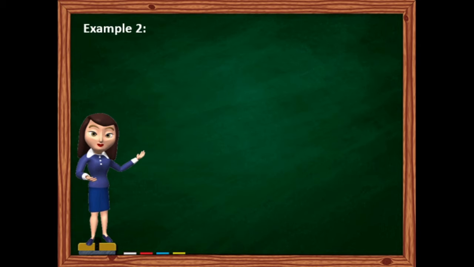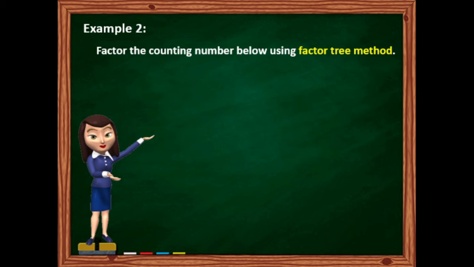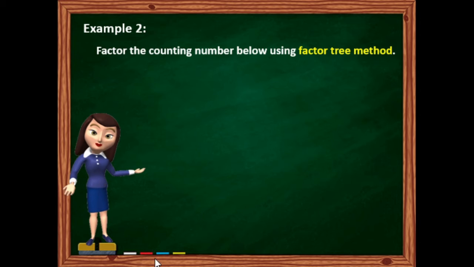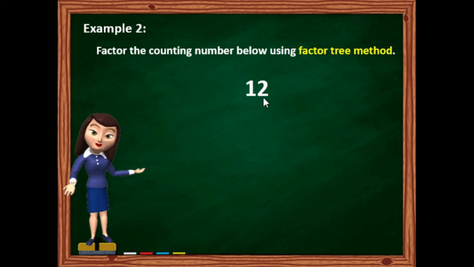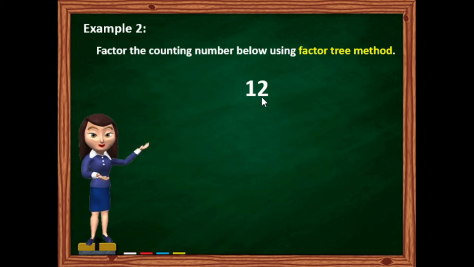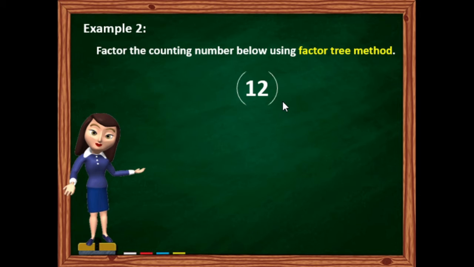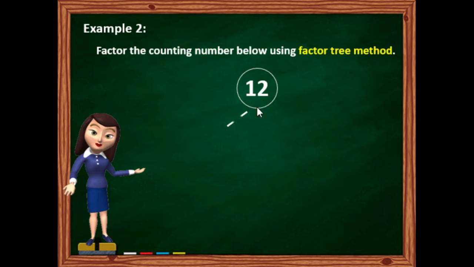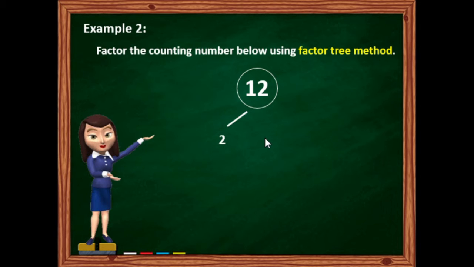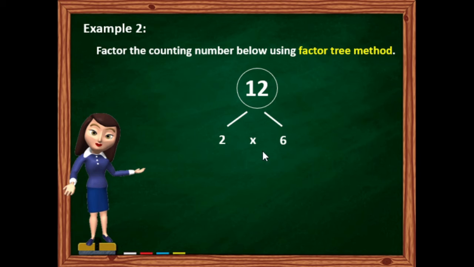Example 2. Let's factor the counting number below using a factor tree method again. What number is this? It's number 12. Very good. Let's factor out 12. What are the numbers that can give us the product of 12? You can have 2 and 6. 2 times 6.